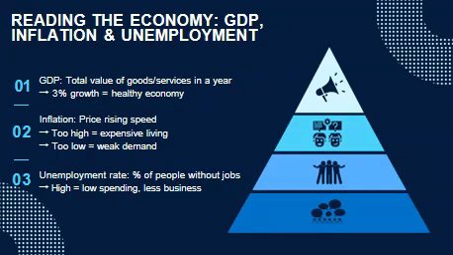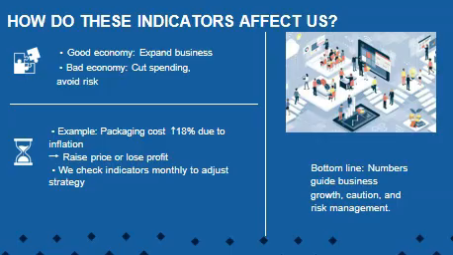The three numbers show the state of the economy. If GDP is growing, unemployment is low, and inflation is moderate, the economy is in a good period. That is when our company can expand. But if GDP drops and unemployment rises, it signals a recession. Then we need to cut spending and avoid over expanding.